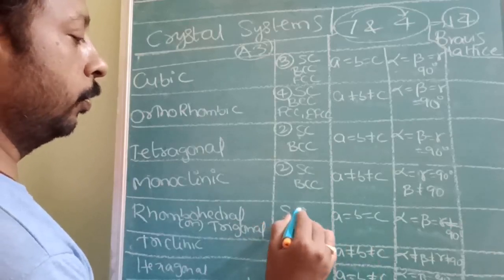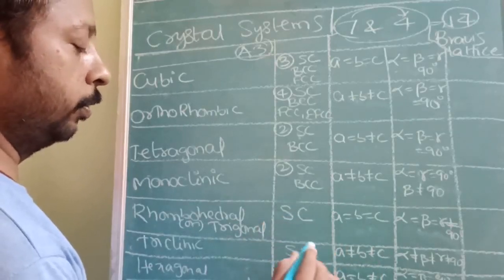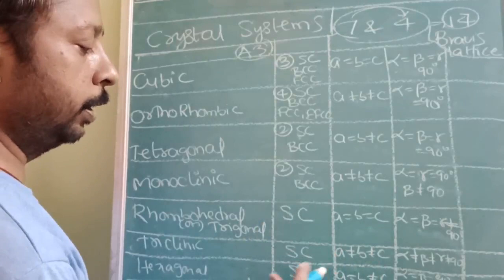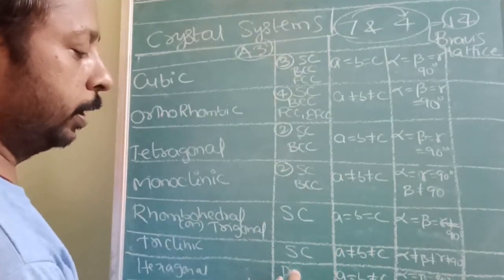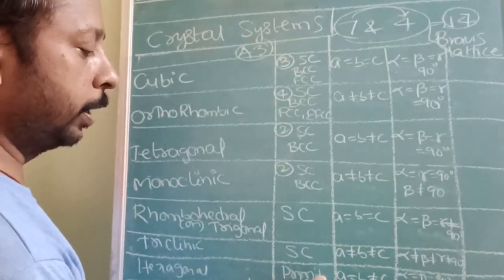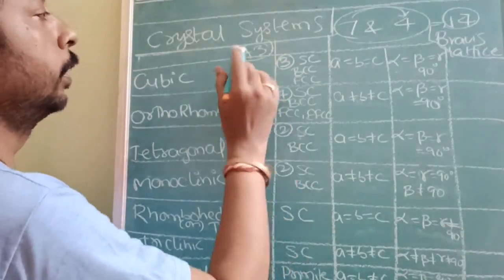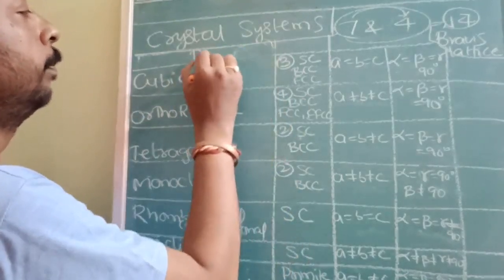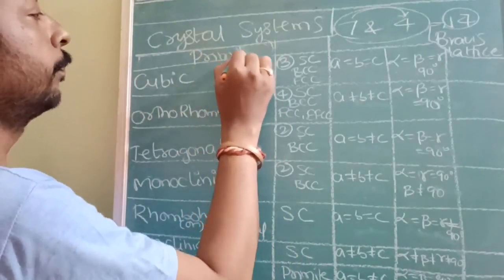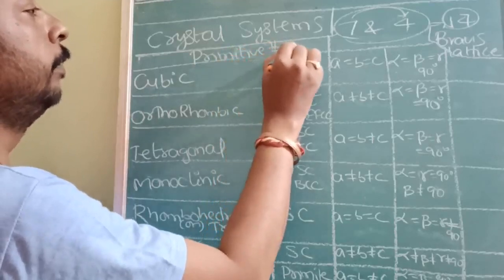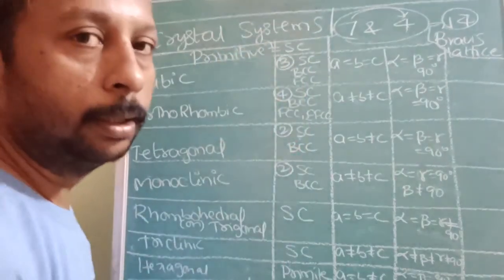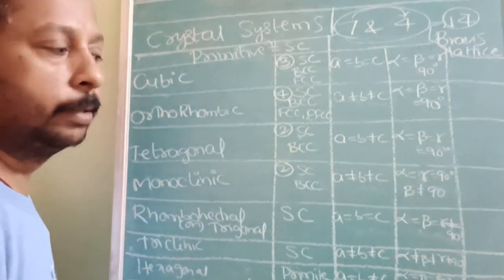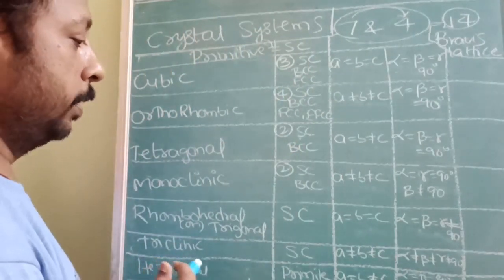This contains only simple cubic. Actually there is a small word which is called a primitive. So primitive and simple cubic both are the same. Primitive is equal to simple cubic. Is it understood?